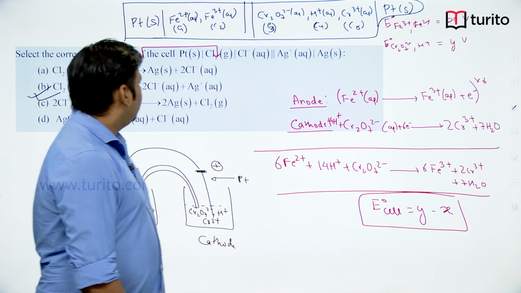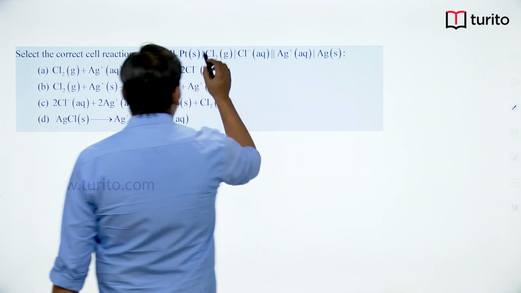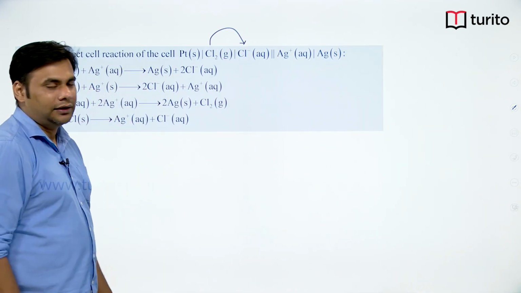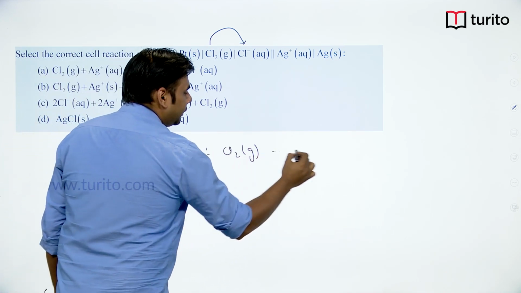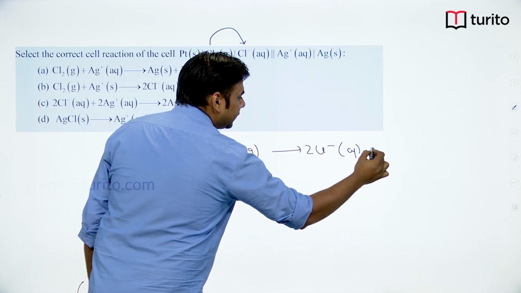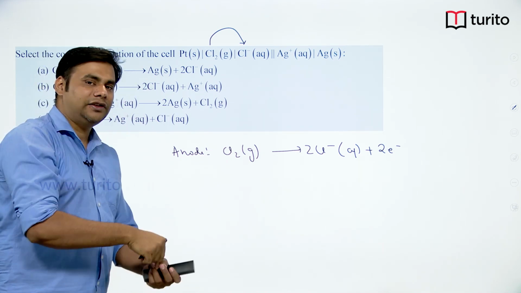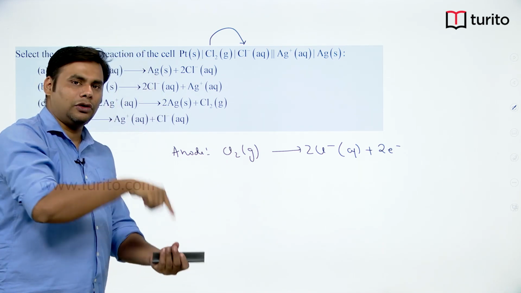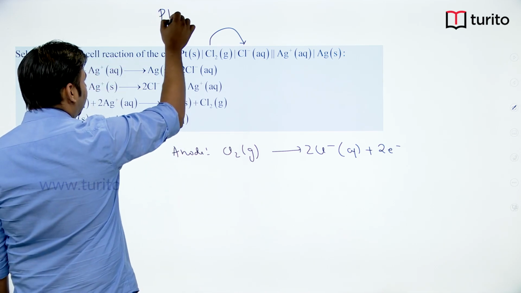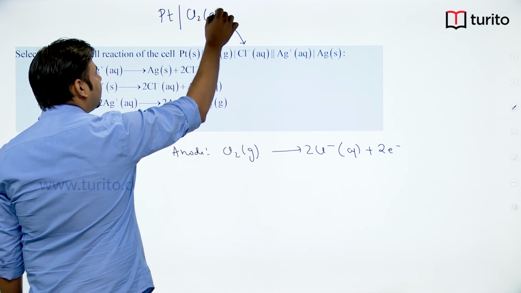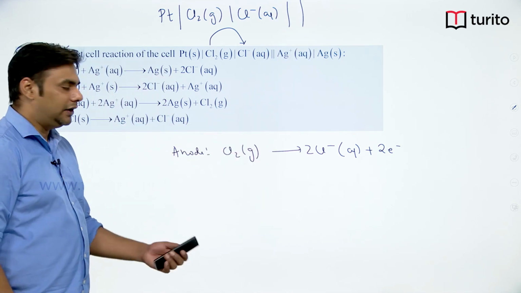Okay, similarly we can write this without designing the cell. So we know that in this, chlorine is changing into chloride ion. In the anode, chlorine gas is changing into 2Cl negative aqueous plus 2 electrons. So chloride will be in the solution, and we have to pass the chlorine gas. We cannot pass chlorine gas directly, so we will dip a platinum electrode, through which we will pump chlorine inside the solution. So in the anodic chamber we will have platinum first, then chlorine gas, then Cl negative ion. Then after that we will get the salt bridge.